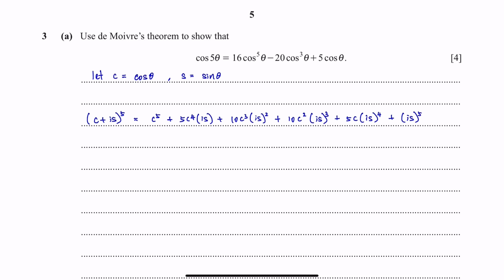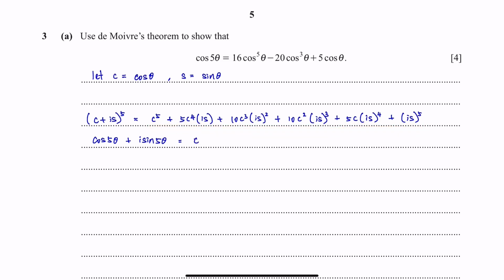And from de Moivre's theorem, we know that for this, we can write it as cos 5 theta plus i sine 5 theta. Okay? So now we just need to simplify the right hand side.